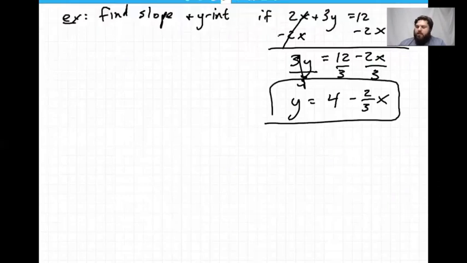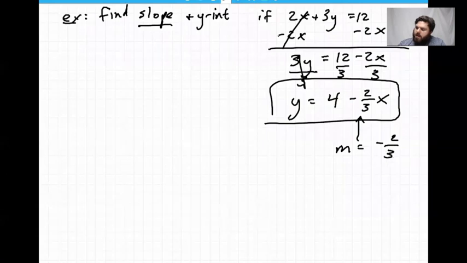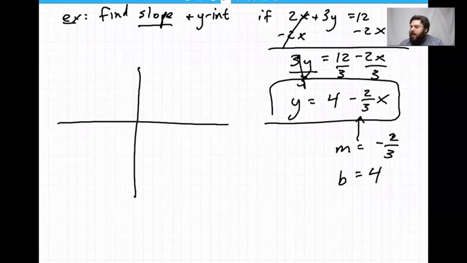Now I can extract that information. The slope is the number in front of the x, so the slope is negative 2/3, and the y-intercept is 4. It's the number by itself. So that's how you would answer that question. Now let's say we want to graph this. That's a very common thing we want to do as well. So I've got this graph.